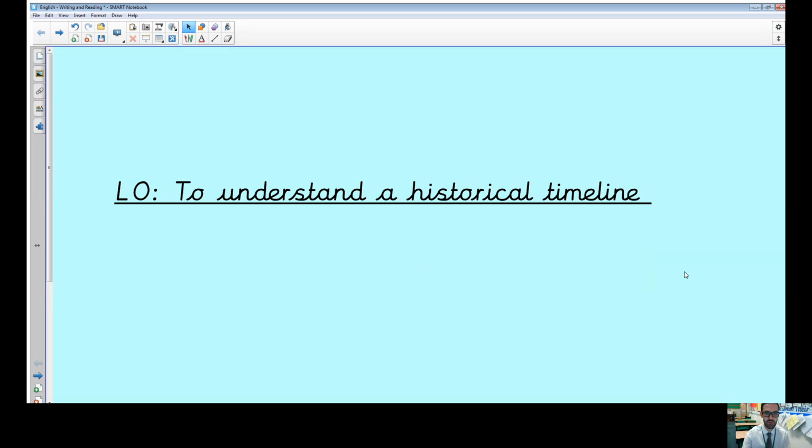Okay, so your learning objective for today, which is on your Seesaw activity, is to understand a historical timeline. This should hopefully give you a little bit more clarity as to where dates and things like that fit in, because it's very important that you understand where in our history of human beings World War II fits into our progression as human beings.